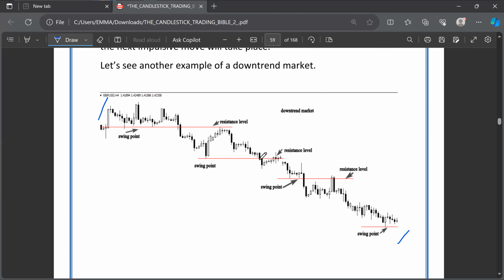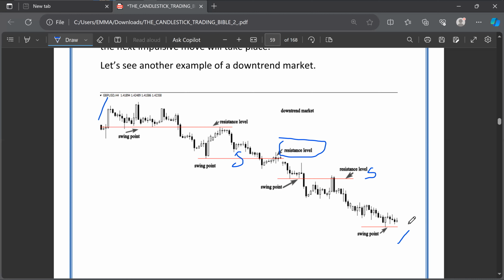When it gets here, what does it do? It moves past it. So now this one, which was the initial support, has become a resistance level because price has moved past it. When it gets here, price was not able to reject it. It tried, but in the end, it couldn't. So price moved down again. So this support has again become a resistance level.